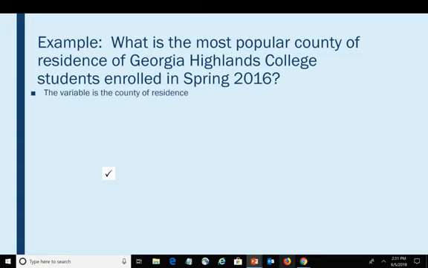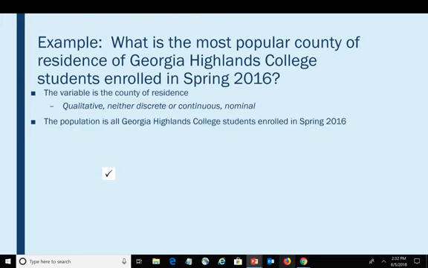In this case, the variable is the county of residence, which is going to be a response like Bartow, Gordon, Floyd, Cherokee, which is definitely qualitative data, which is neither discrete nor continuous, and it's at the nominal level because one county is not necessarily better than another. The population or the big picture focus here would be all Georgia Highlands College students enrolled in spring 2016.